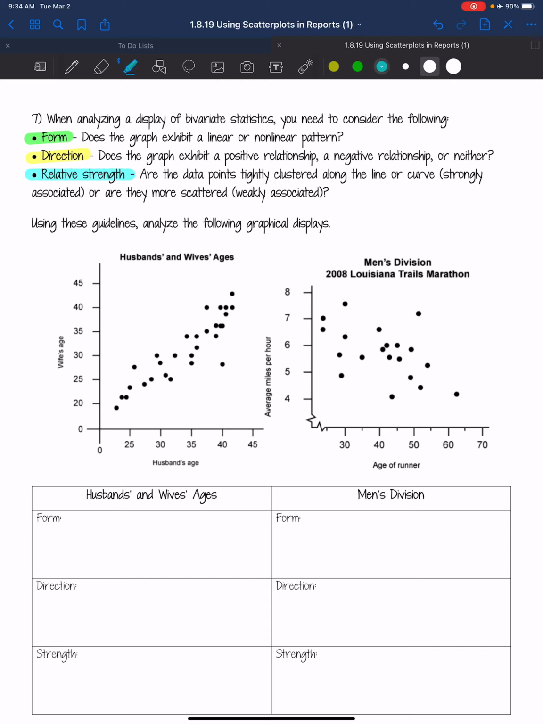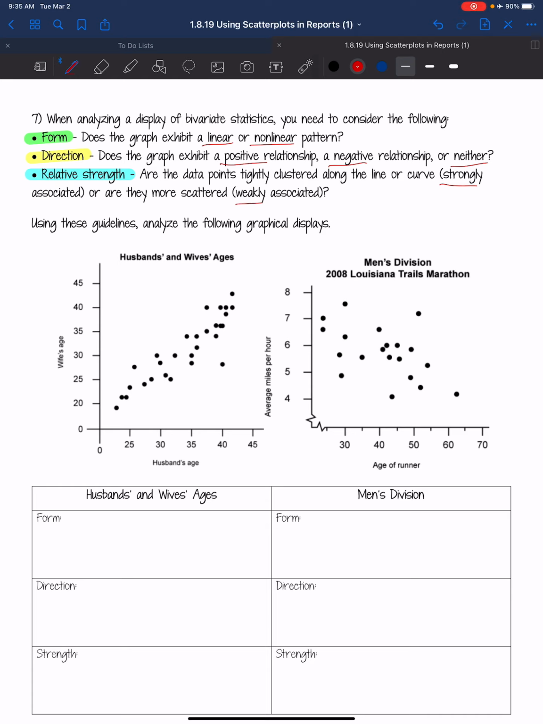So form, ask yourself, does the graph exhibit a linear or nonlinear pattern? Direction, does the graph exhibit a positive relationship, a negative relationship, or neither? And then relative strength, are the data points tightly clustered along the line or a curve, which means they are strongly associated, or are they more scattered?